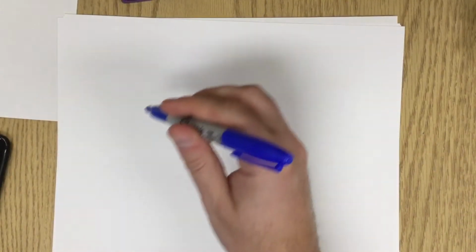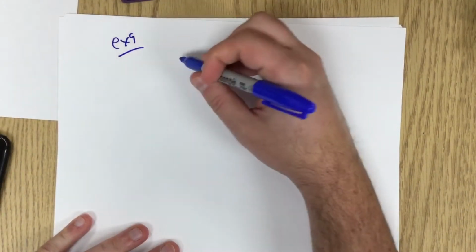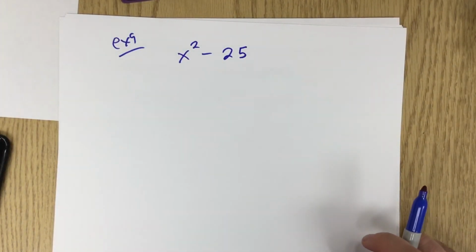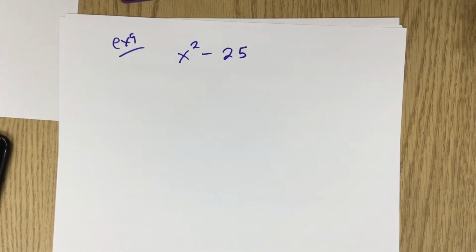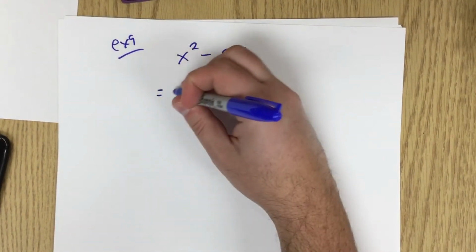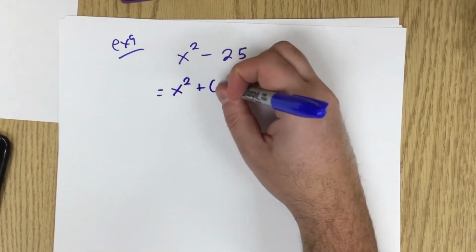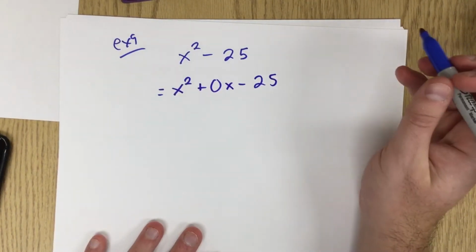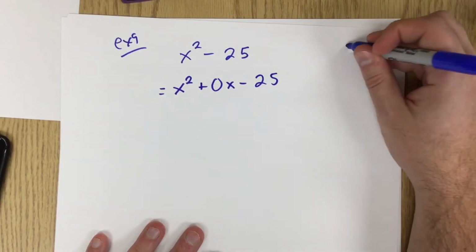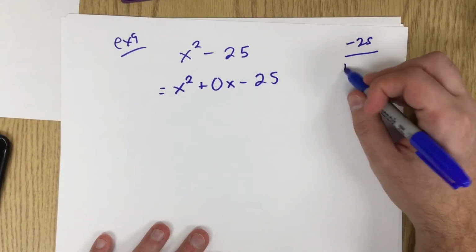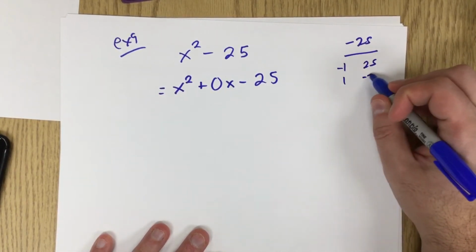Okay. Oh, we're missing something here. So that's the entire example. So what are we missing? What we're missing is the x term. We're missing the middle term. So what this actually is, another way of writing it, would be x squared plus 0x minus 25. So it's to multiply to minus 25 and add up to 0. So it's going to be 1 and 25, so minus 1 or minus 25.